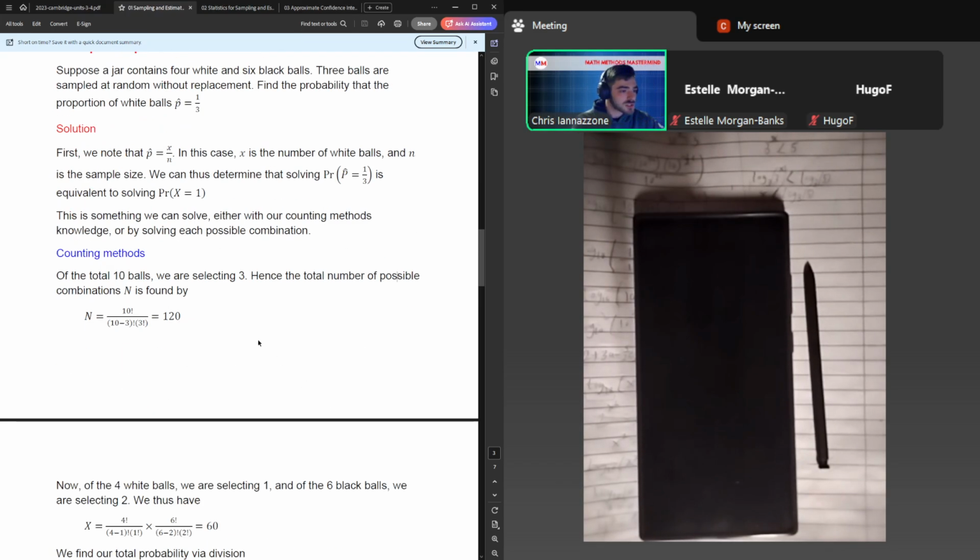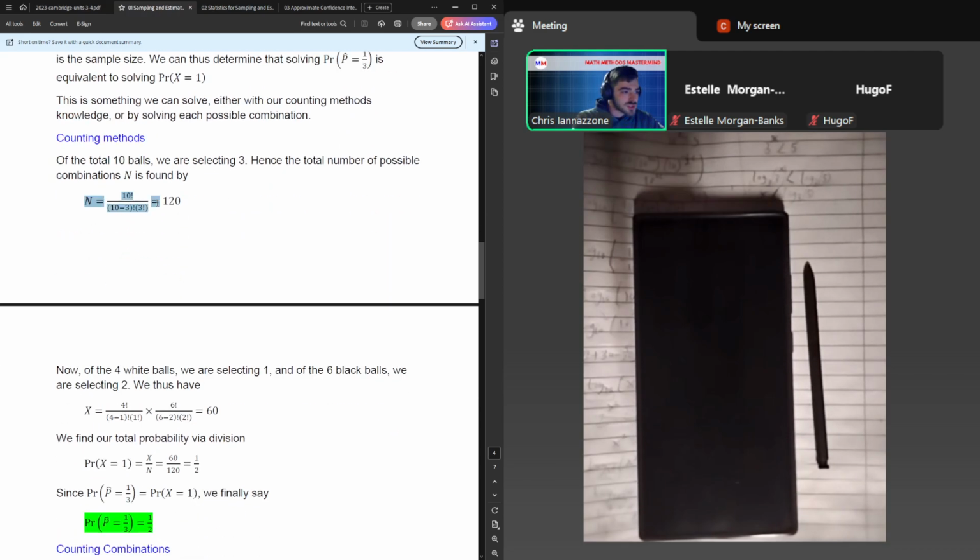And so one way you can go about it is to say, okay, of the 10 total balls, we're selecting 3. So the total number of possible ways I could do that is going to be given by the selections equation. That gives you the total number of possibilities. That's your denominator. Now for the numerator, the total number of desirable outcomes, of the 4 white balls, we're selecting 1. Of the 6 black balls, we're selecting 2. And so you just do 2 more of those selection equations back to back.